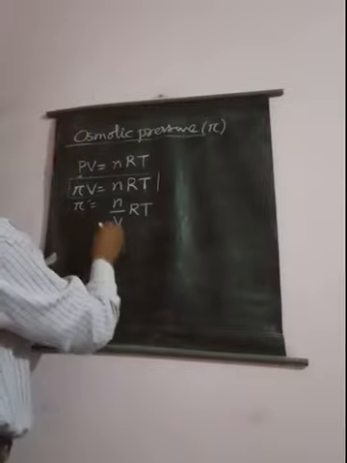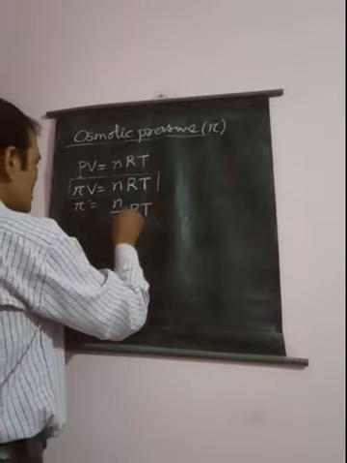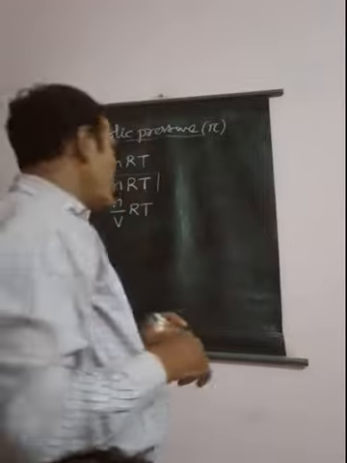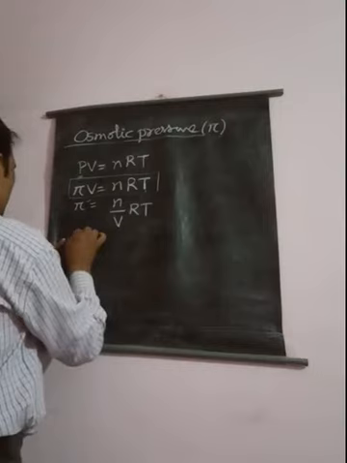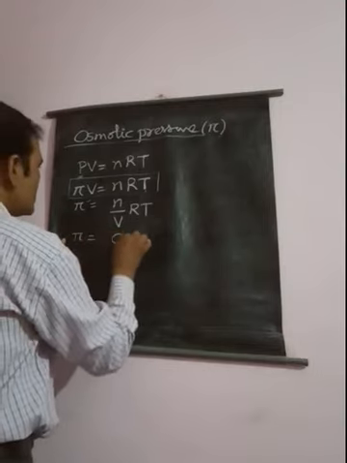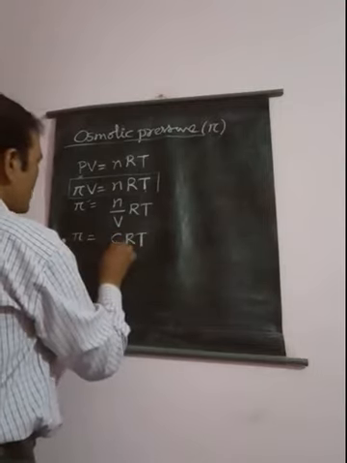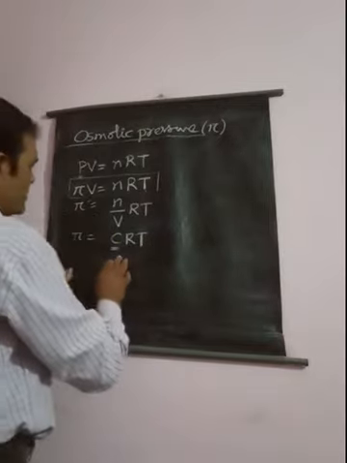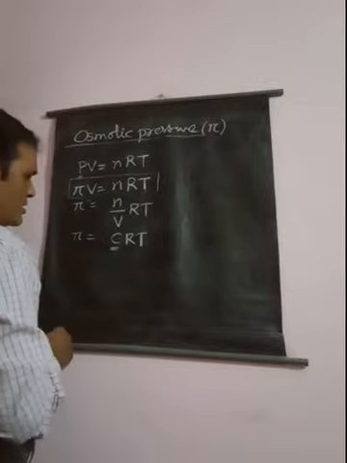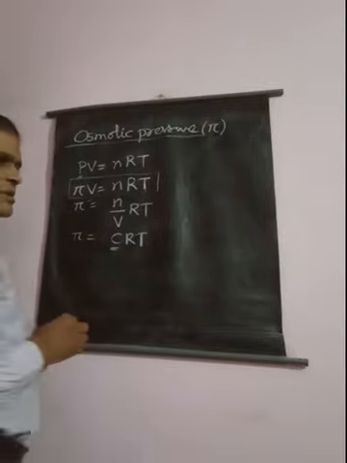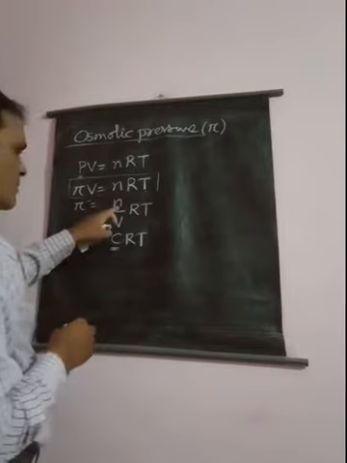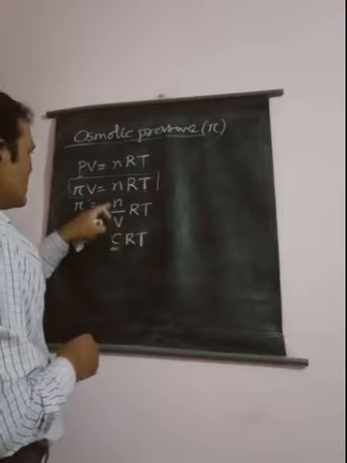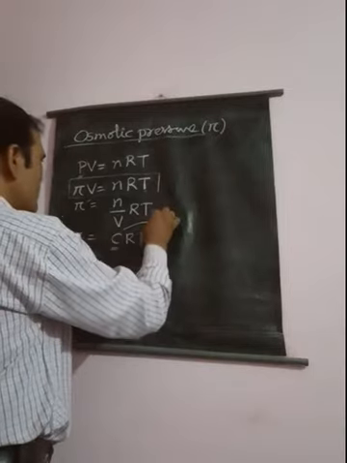Now since n upon V denotes the concentration, given in the form of molar concentration, we can write pi is equal to CRT. What is C? C is the concentration of the solution. The concentration of the solution is the molarity, because n is the number of moles and V is the volume of solution in liters. That's why this concentration will be equal to molarity.